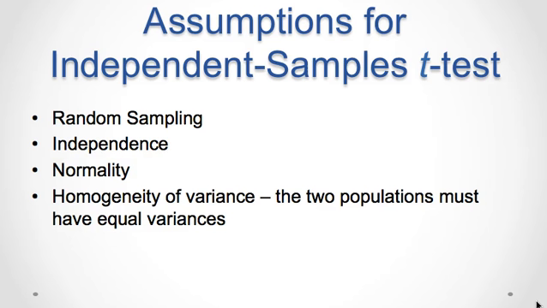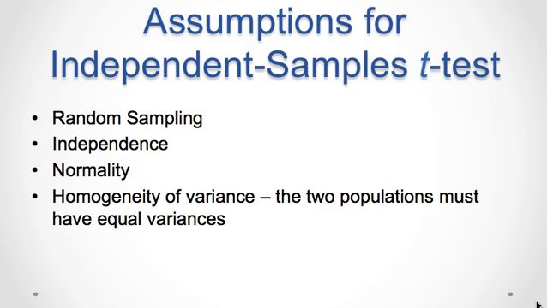One last slide for independent samples t-tests. The assumptions that must be met in order for us to conduct an independent samples hypothesis test are the same as the assumptions for a one sample hypothesis test, plus one. The three same assumptions are random sampling, independence of observations, and normal population distribution. The new assumption is that the two populations must have equal variances. This is called the assumption of homogeneity of variance.